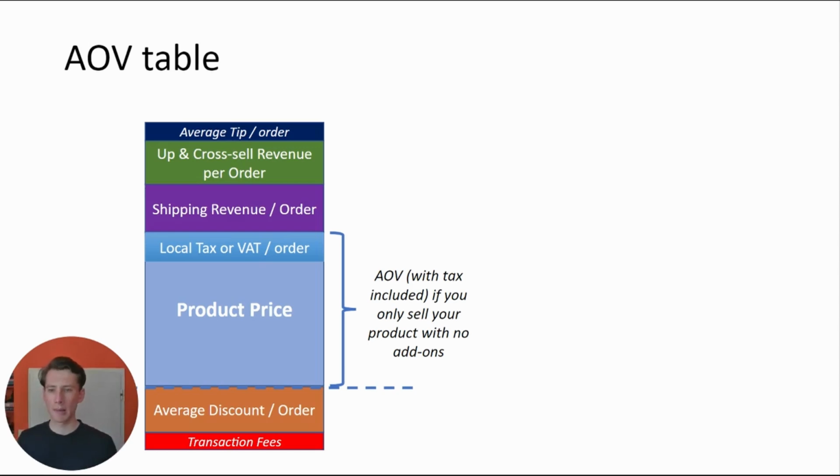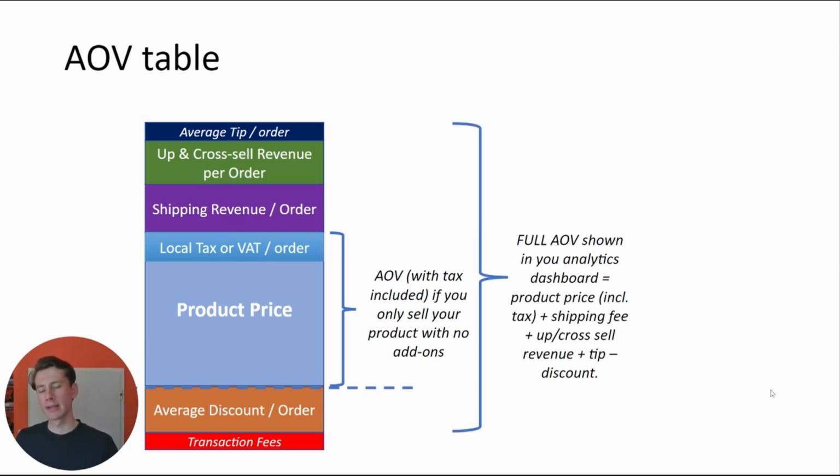I think it's important to understand the components so that we then know what to optimize and where we can squeeze the most juice. So the most basic AOV, as I said, is just the product price with the local tax or VAT. That's the baseline AOV if you don't do anything else. However, the AOV that's pretty much shown on your Shopify dashboard where we started is the AOV that takes into account discounts. So they even write it, right? Shipping revenue, if you, of course, up and cross-sell something on your checkout page, and also the tip. So it includes all of that, right? That is the actual AOV that Shopify shows you and the analytics page shows you that you can then optimize.